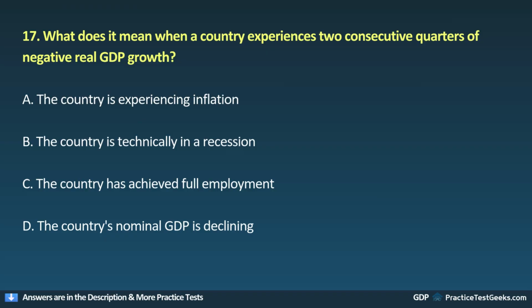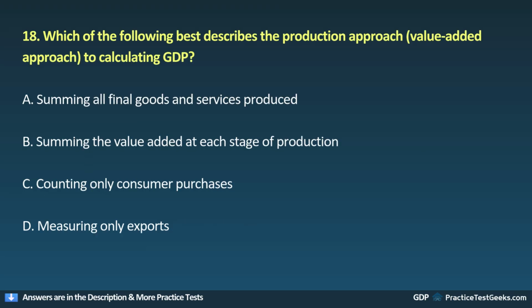17. What does it mean when a country experiences 2 consecutive quarters of negative real GDP growth? A. The country is experiencing inflation. B. The country is technically in a recession. C. The country has achieved full employment. D. The country's nominal GDP is declining.